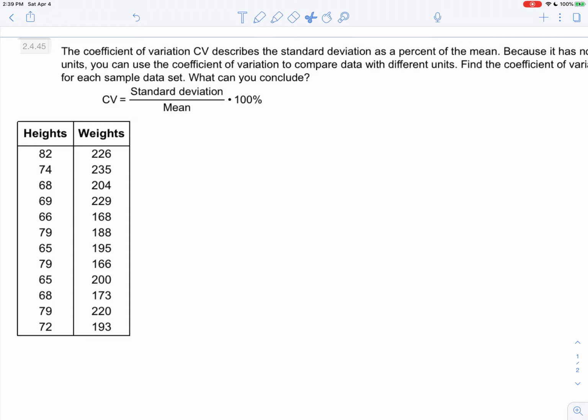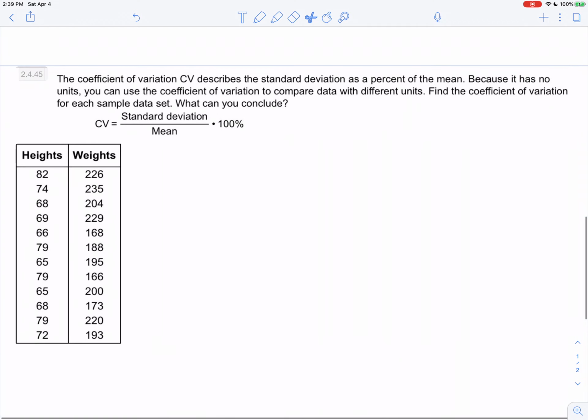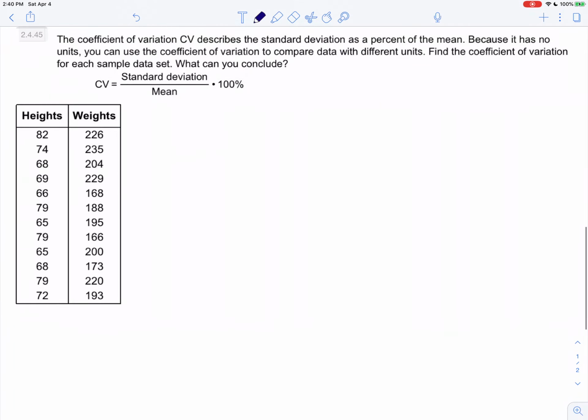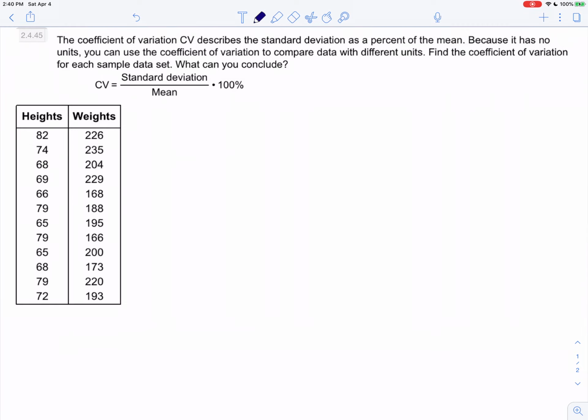It describes the standard deviation as the percent of the mean because it has no units. We can use the coefficient of variation to compare data with different units. Find the coefficient of variation for each. Again, right there it says each sample data set. Because it's a sample data set, we have to use the specific formula for the standard deviation. With a lot of these, the main thing is really just knowing the proper formula to use. So let me see if I can do it from memory.